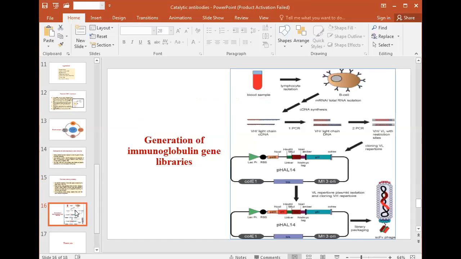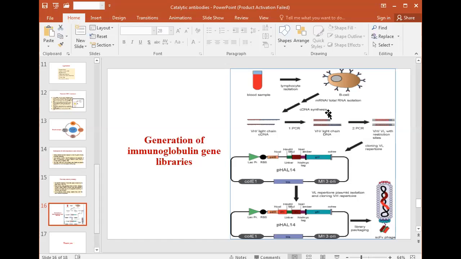The method describes the generation of a human naive or immune scFv phage antibody gene library. This antibody gene library is made by a two-step cloning strategy already proven for different naive and immune libraries. In the first step, the lymphocytes will be prepared from the blood sample for mRNA or total RNA isolation. The isolated mRNA will then be reverse transcribed to prepare the cDNA.